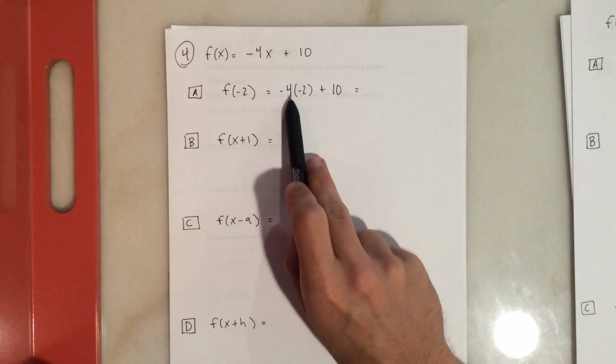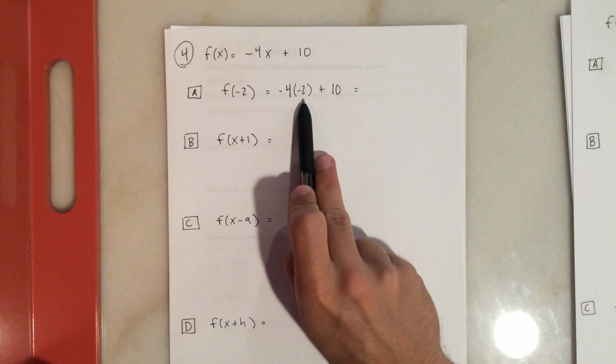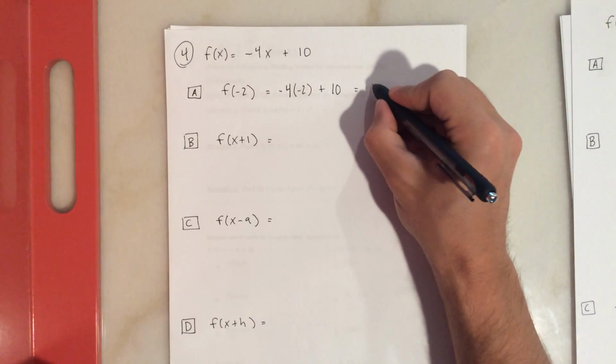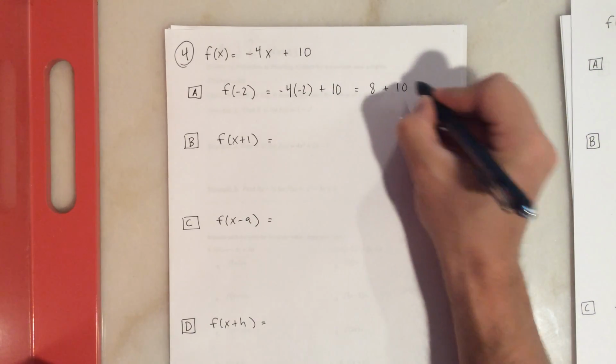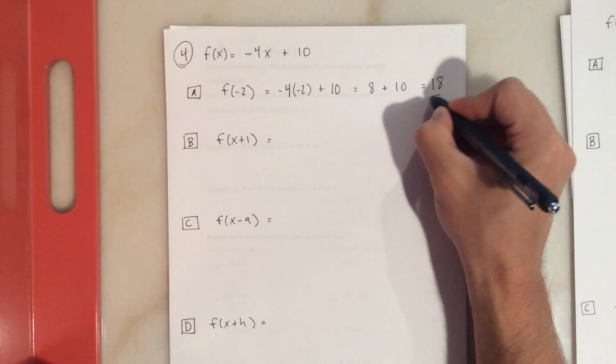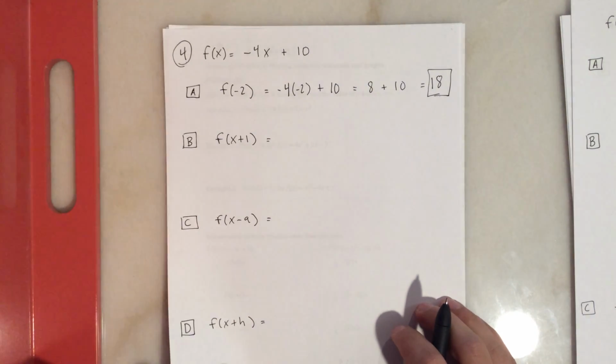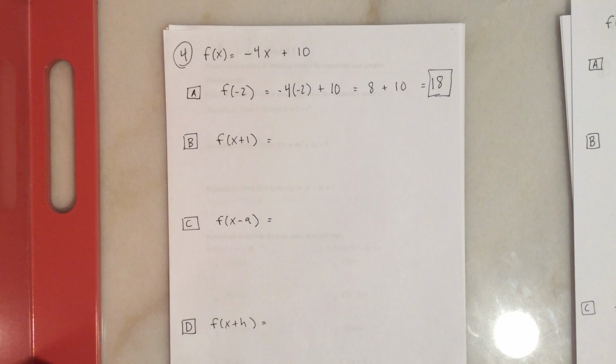So when I plug in that negative 2, okay, I'm here. What's negative 4 times negative 2? That's positive 8 plus 10, which is 18. Okay, f of negative 2 is 18. So when x is negative 2, y is 18.